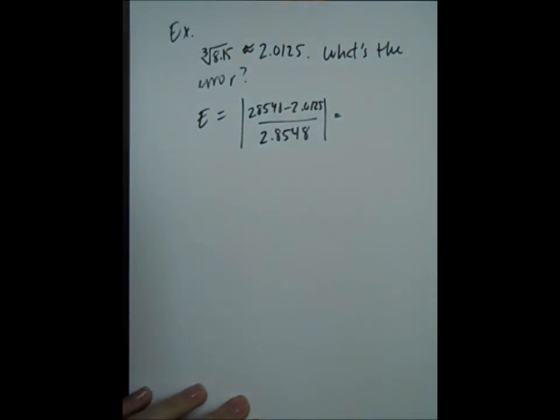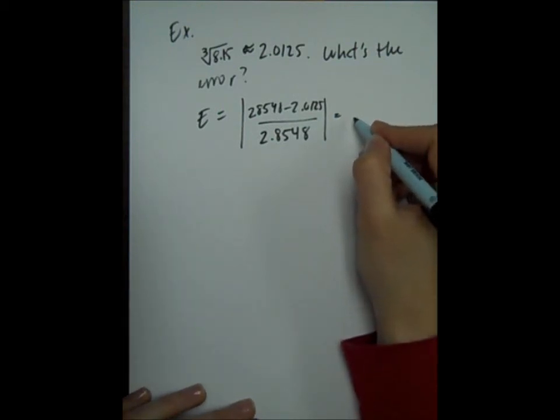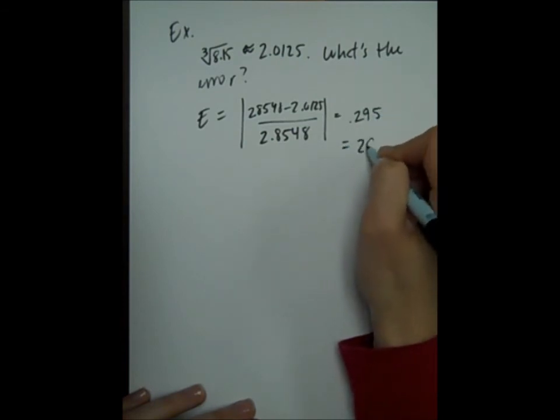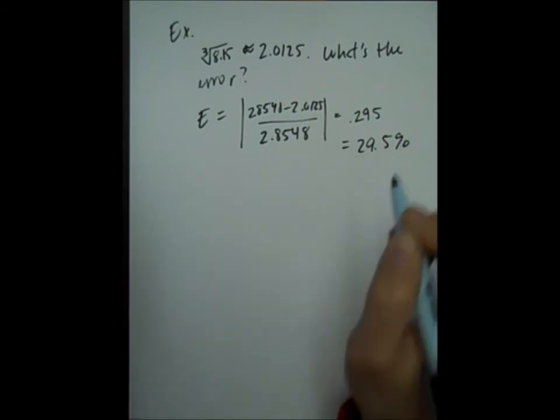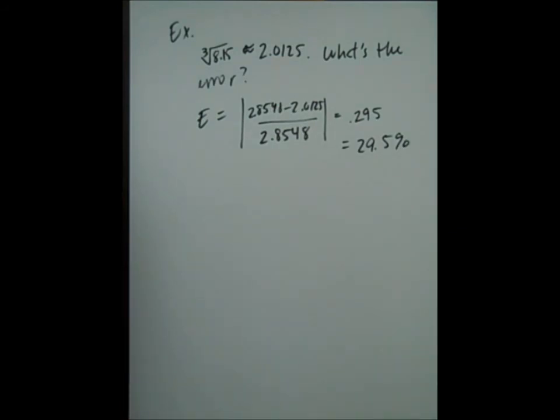So let me subtract this out. 2.8548 minus 2.0125, all divided by 2.8548, gives me 0.295. What is this in terms of percent? 29.5%. So we were off by quite a bit on this one. On the last one, we were only off by 0.67%, which is not far off at all. This one, though, we were off quite a bit. So for the percent error, what you're going to do is find the real answer that you wanted, and then find out how far you were off.